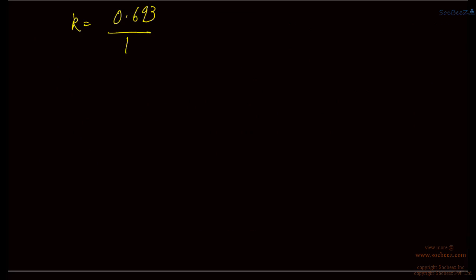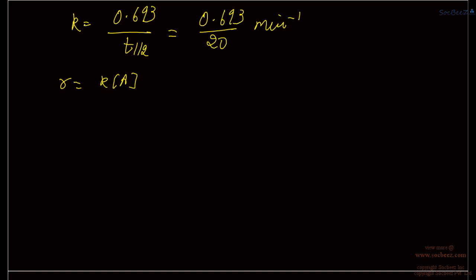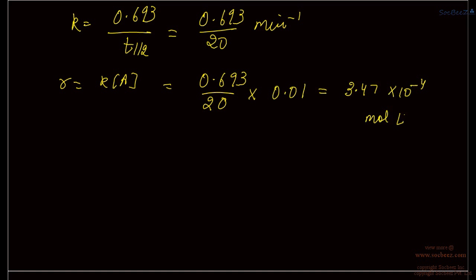Since half life is 20 minutes, we know the value of K equals 0.693 upon t half, so it comes out to be 0.693 upon 20 per minute. Therefore, rate equals K into concentration of A. Concentration of A is given as 0.01 molar. So rate equals 0.693 upon 20 into 0.01. The rate comes out to be 3.47 into 10 raised to the power minus 4 mole per liter per minute.